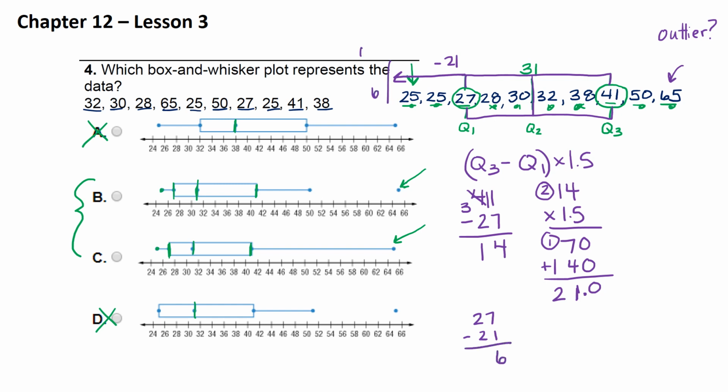So anything less than 6 is an outlier. But in both of our graphs, they had already indicated that 25 was not an outlier. So I didn't need to do that, but I just showed it to you anyway.